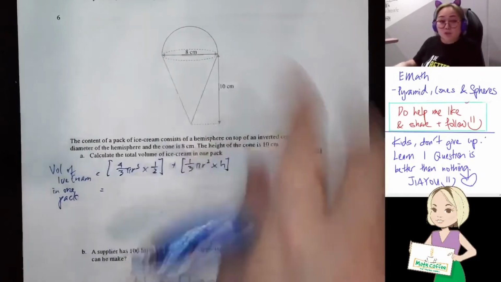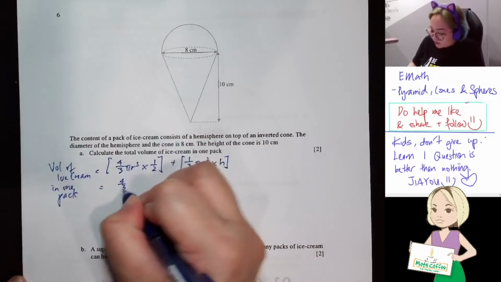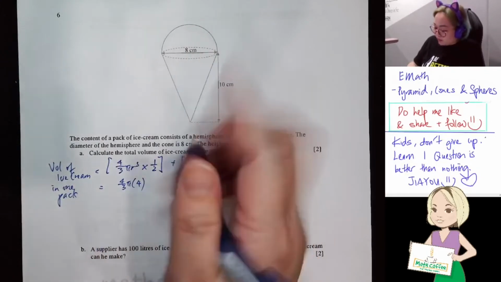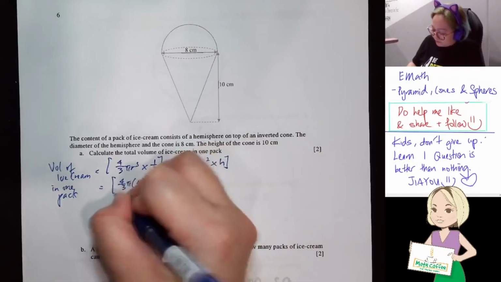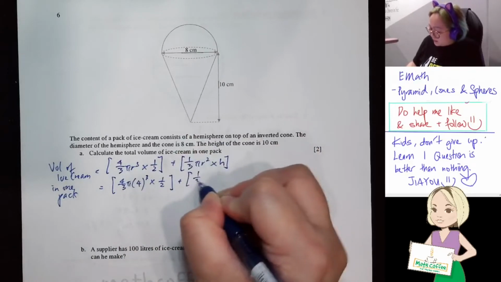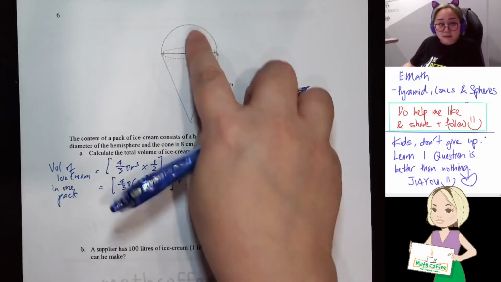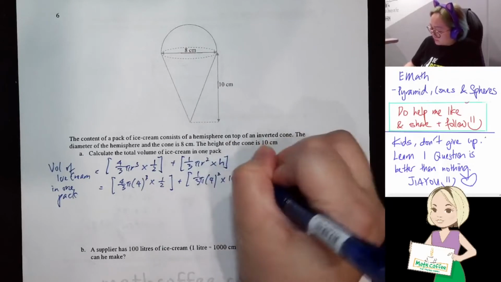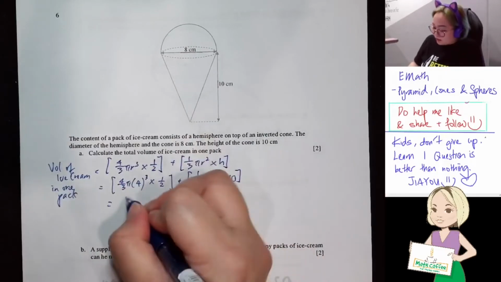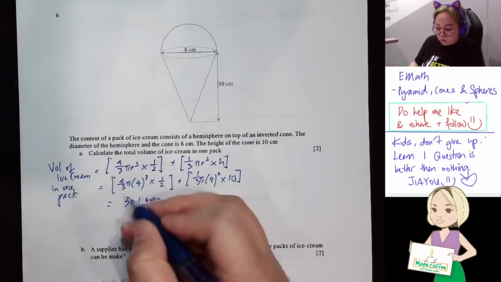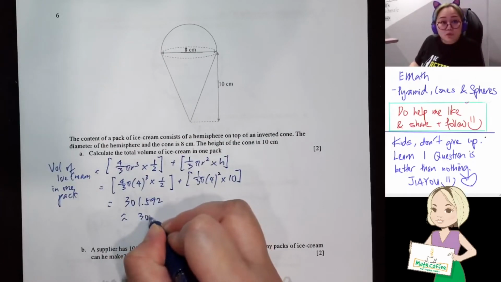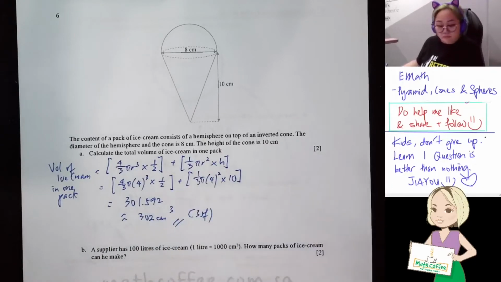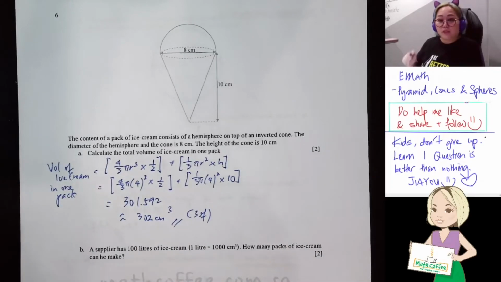So check whether they asked me to use any particular pi. Don't have. So 4/3 pi r cubed. Take note that your r is 4. This is diameter, so 8 divided by 2 is 4. Times half, plus 1/3 pi. The radius for the cone is the same as the hemisphere, so it's 4 also. Squared. The height of the cone is 10. So after you key into the calculator, you get 301.592. Round it off to 3SF, 302 cm cubed. 3SF. Done. So we are done with question 6A.